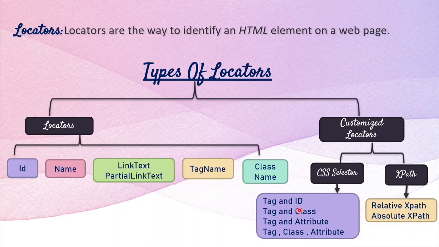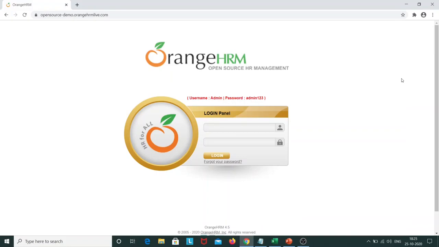Whereas the CSS selector, we have tag and ID, we have tag and class, we have tag and attribute, we have tag, class and attribute. So these are the different types of CSS selector we also understood in the previous tutorial. So these were some of the concepts that we learned in the previous tutorial. Now in this tutorial, we are going to create test cases and we are going to execute them.